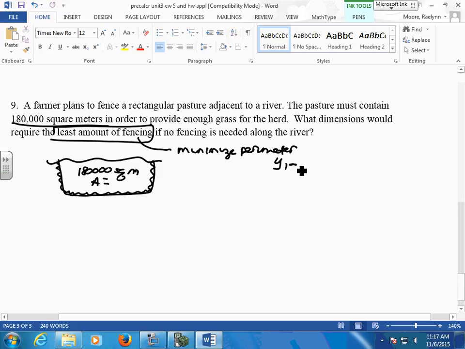My Y1 has to say perimeter. So let's label our rectangle. I'm going to label my sides X and my length Y. So I'm going to let X equal my width. I'm going to let Y equal my length.